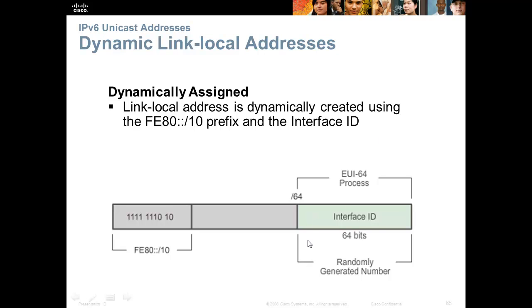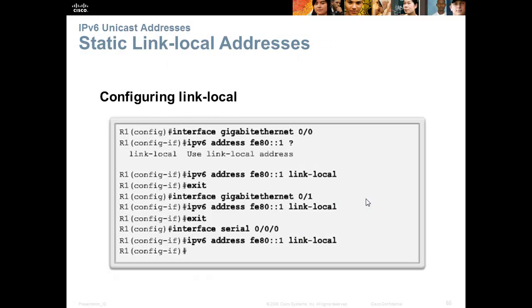The interface ID with a link local address is either going to be randomly generated in a modern Windows operating system, or it's going to use that EUI-64 process that we talked about. You can configure a static link local address if you wish. Here's an example of statically configuring a link local address on a Cisco router. Essentially what you do is you get into your interface, you type in ipv6 address, FE80::1 in this example, then link-local.